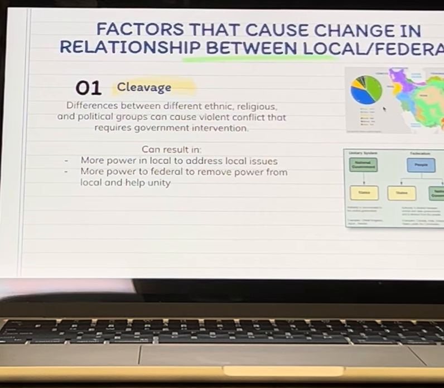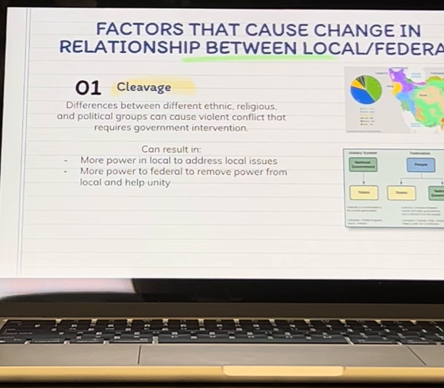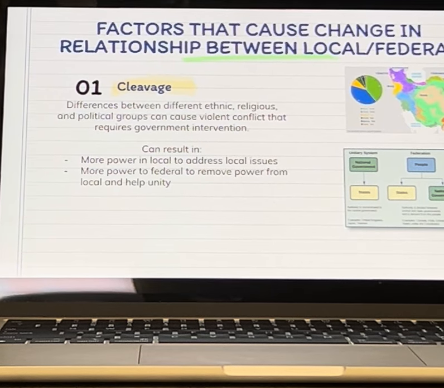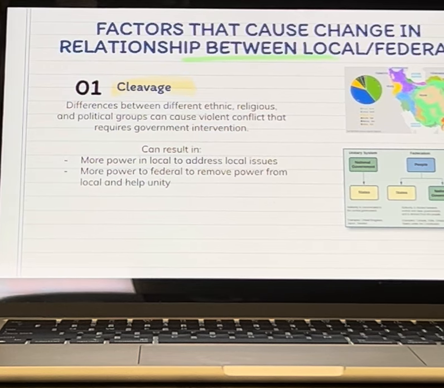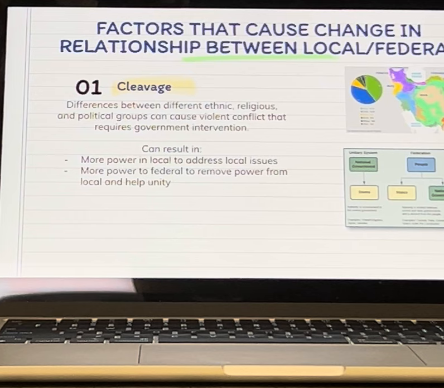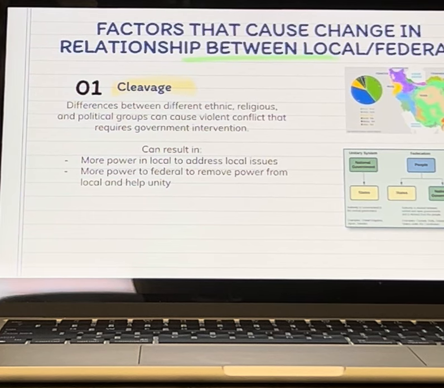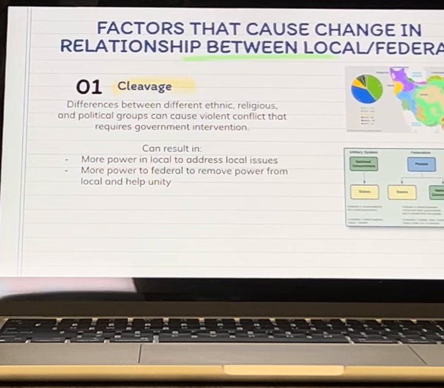So cleavage can cause change in two ways. Either there will be more power in a local government to address local issues. Different cleavage groups want different things, and usually groups live in the same area, so more power will be given to local governments to deal with their cleavage.